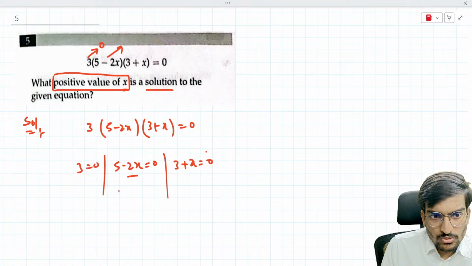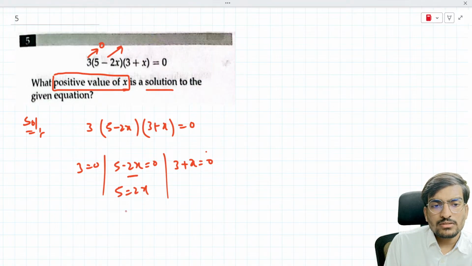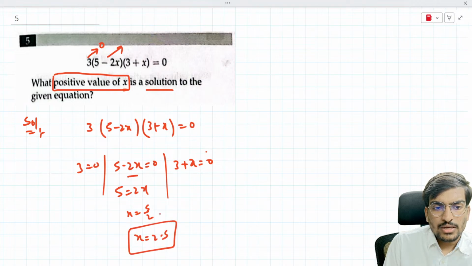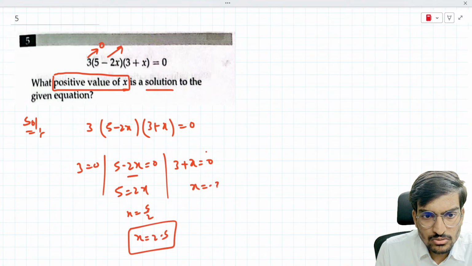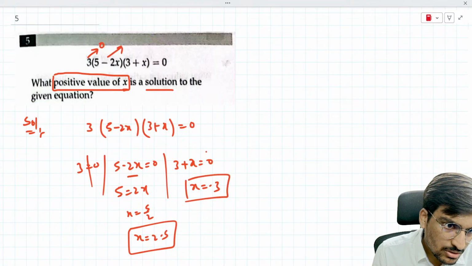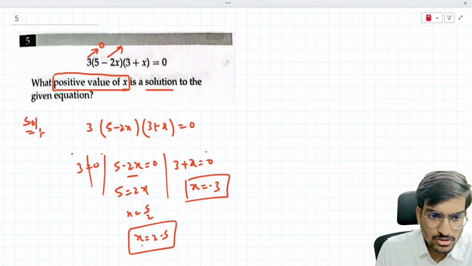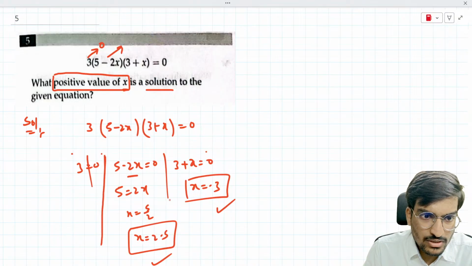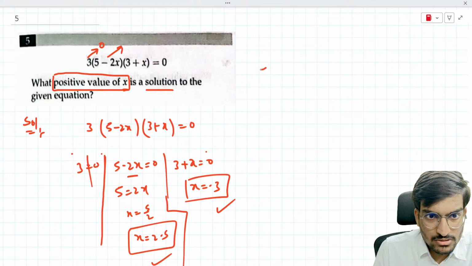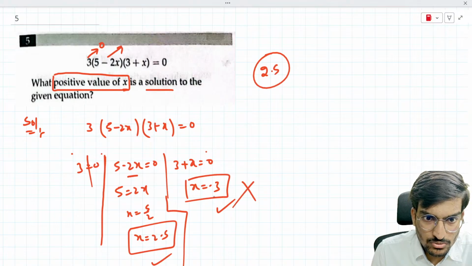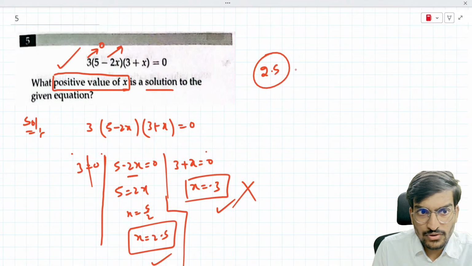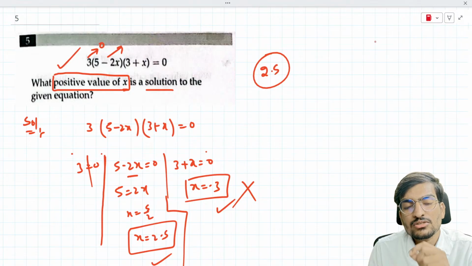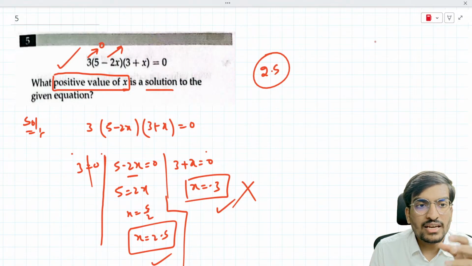So here what do we do to find the value of x? 5 equals 2x, x equals 5 by 2, x equals 2.5, and we will get x value as negative 3. So this is not a solution, because x is either positive 2.5 or negative 3. So definitely 2.5 is the solution, not negative 3, because they asked for the positive value of x. It's already factorized. It's so easy, just by checking you can directly say the value is 5 by 2 or 2.5.